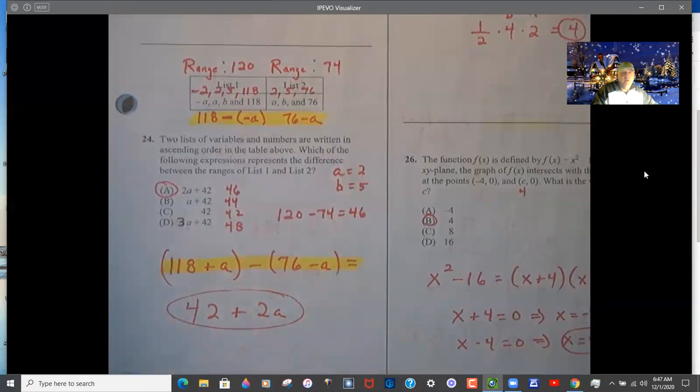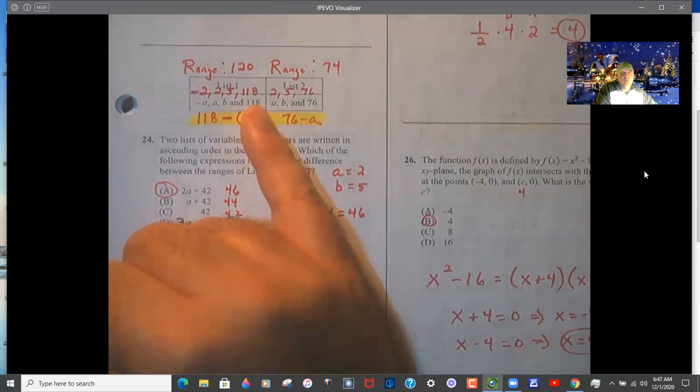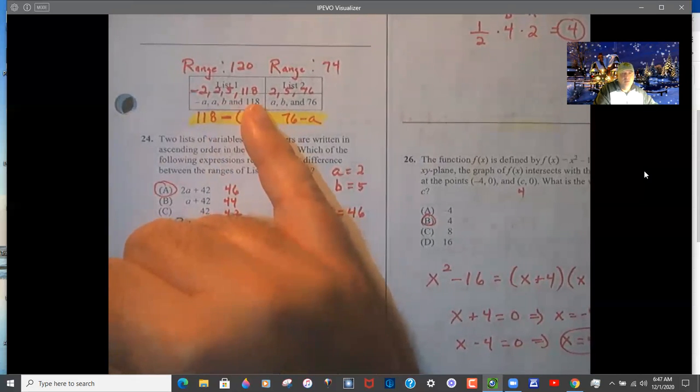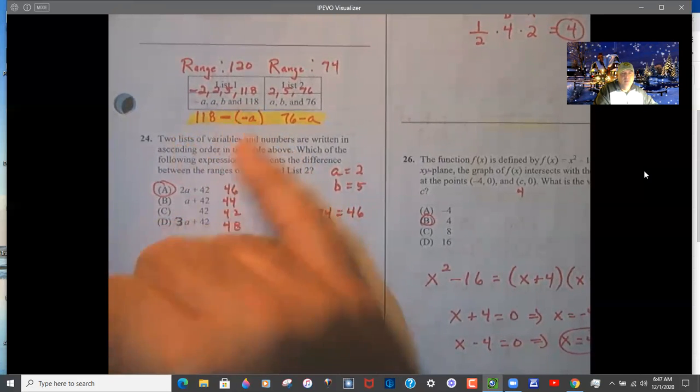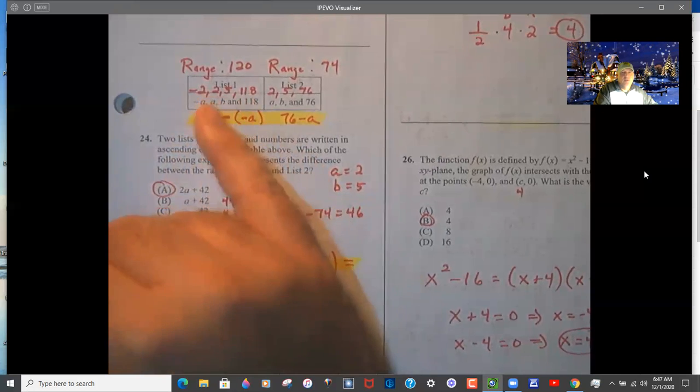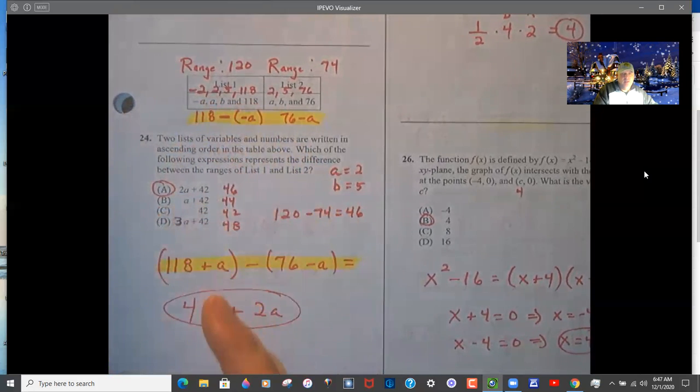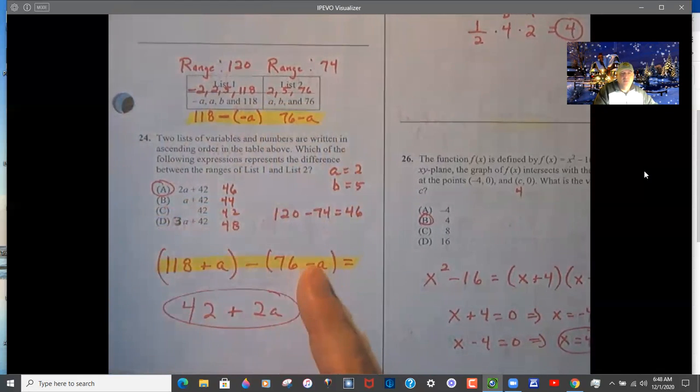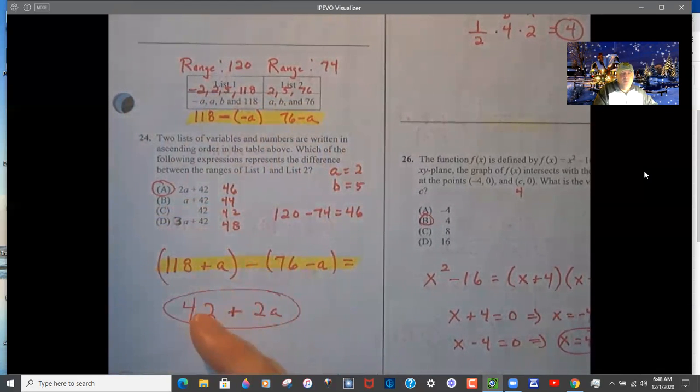Or you can do the algebra, which for a change, I actually think might be easier. I think you can assume that the list is written in ascending order, so the range is 118 minus negative a, which makes 118 plus a. The difference between that and the range here, 76 minus a. Run the negative through, you get 42 plus a, and that makes, when you run the negative through, plus 2a. So the algebra might be a little easier in that case, but you can approach it with the numbers game.